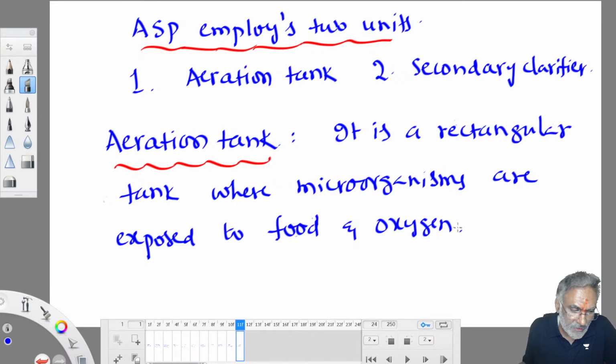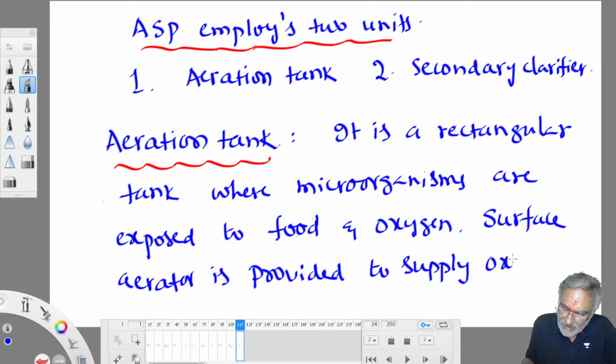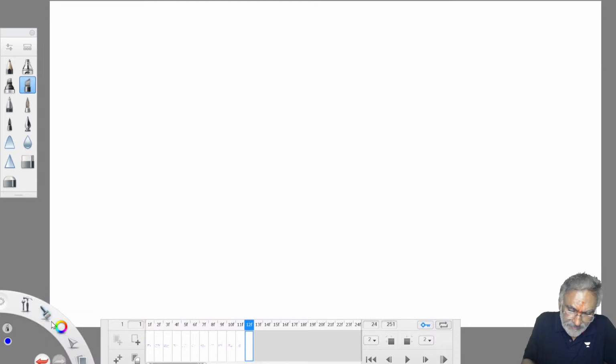So there is a provision to supply oxygen externally. A surface aerator is provided to supply oxygen externally. Okay. The second one is the secondary clarifier.